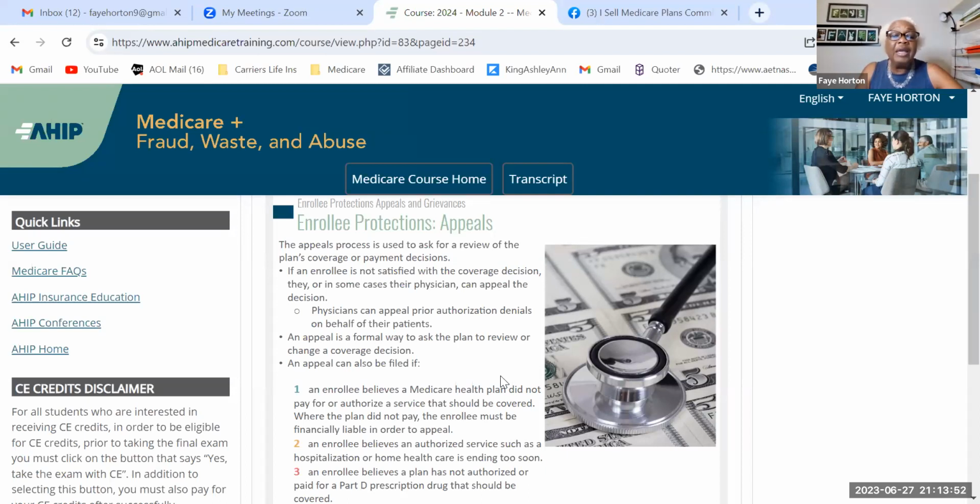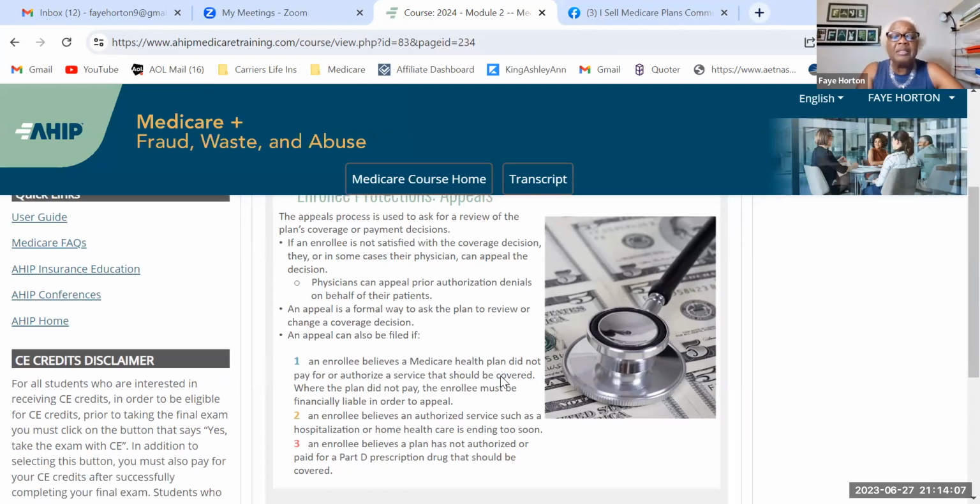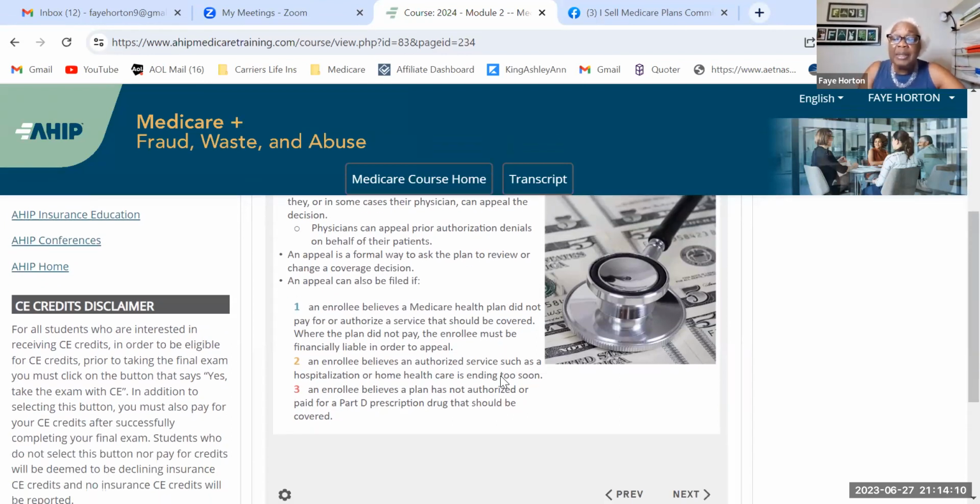And if an enrollee is not satisfied with the coverage decision, they, or in some cases their physician, can appeal the decision. Physicians can appeal prior authorization denials on behalf of the patient. An appeal is a formal way to ask the plan to review or change a coverage decision. An appeal can be filed if an enrollee believes the medical health plan did not pay for or authorize a service that should be covered.